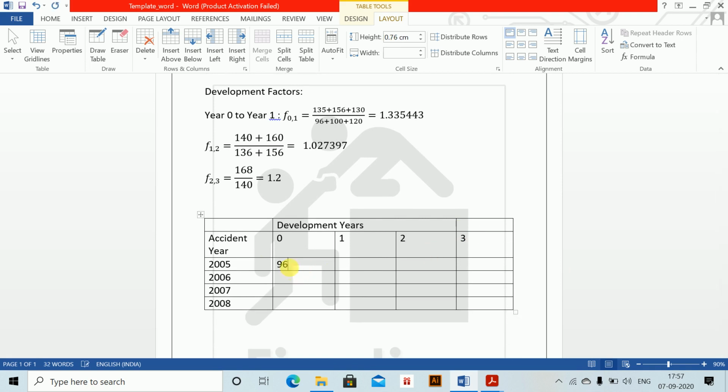There's no issue. So 96, 136, and I'm just writing the values, 140, then you have 100, 156 and 160, then you have 120 and 130, and then I have 136, and here I have 168 already given to me.